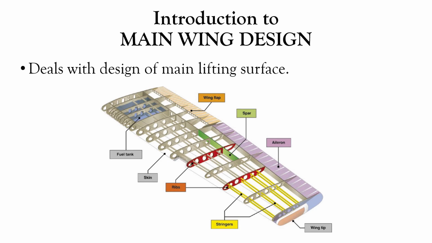In this lecture series, we will deal with the design of the main lifting surface of the aircraft. This is the logical next step in the design of a conceptual aircraft, since the weight and the wing loading that match the mission requirements have now been determined. So in most cases, the main lifting surface is a single wing.